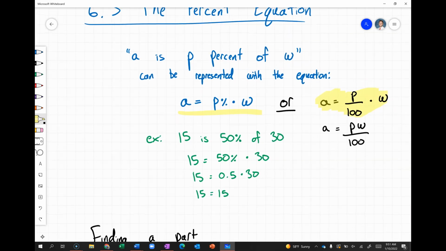So, for example, you can see this in action. 15 is 50% of 30. So that could be written as the equation 15 equals 50% times 30, which then you write that percent as a decimal. 15 equals 0.5 times 30. And of course, we can see that is indeed true. You get 15 equals 15. So let's try a few examples of this.